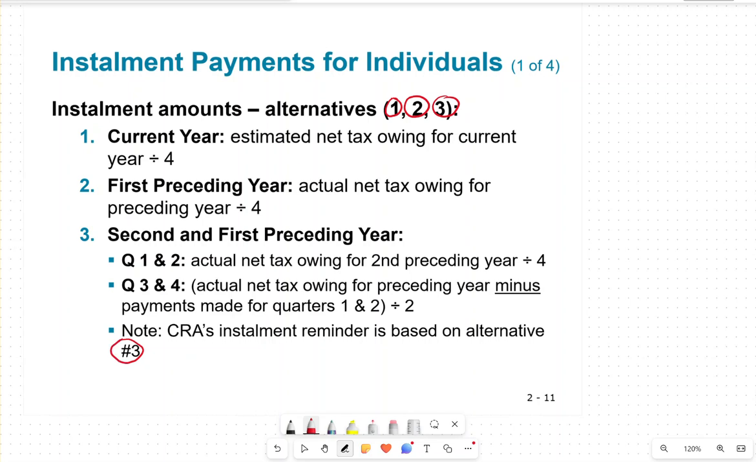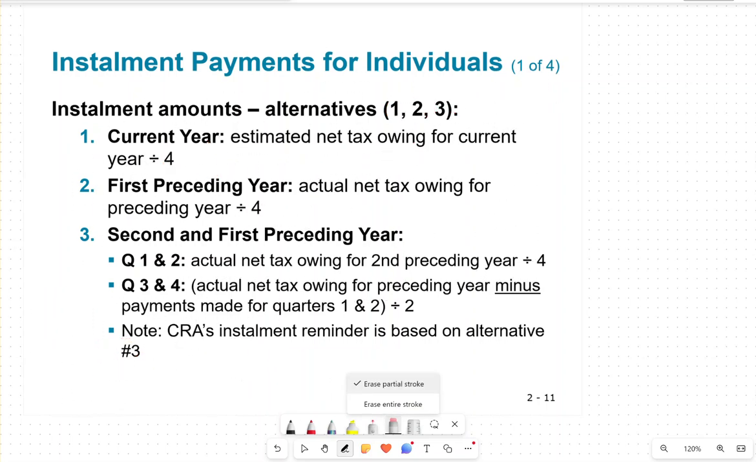So when we do that, for the current year, you estimate the current year's net tax owing, and you make 4 installments. Whatever your tax owing is for the current year, you divide it by 4, and you make 4 installments. So you're going to be making 4 installments. That's your alternative number 1.